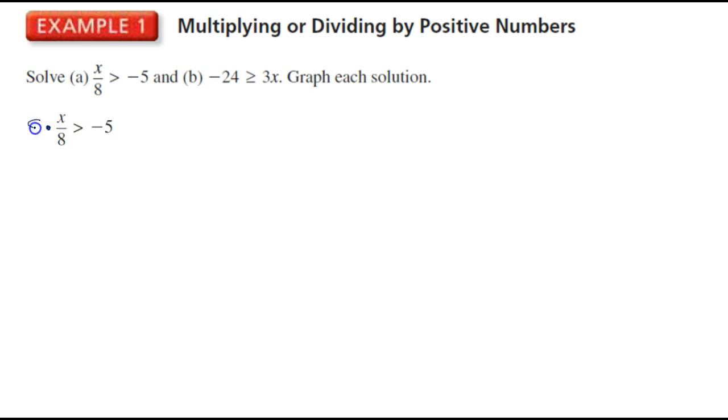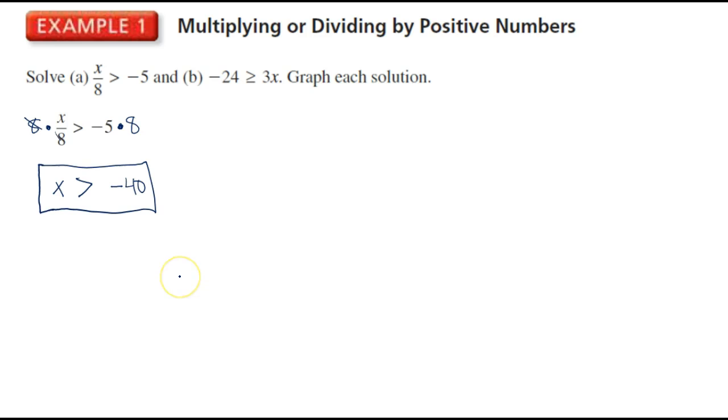So I would love to multiply both sides by 8. But am I allowed to do that? Yes, because of the multiplication property of inequality. It says, and 8 is positive, so I'm just going to get an equivalent inequality with the same sign. 8 divided by 8 is 1, so I just have x over here. -5 times 8 is -40. So the solution to this inequality is x greater than -40.